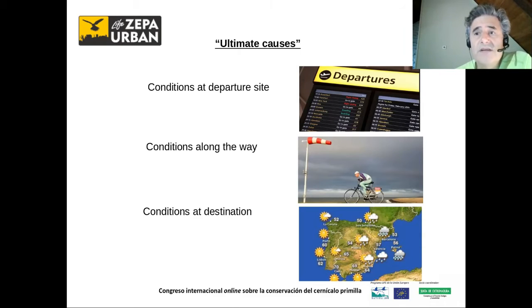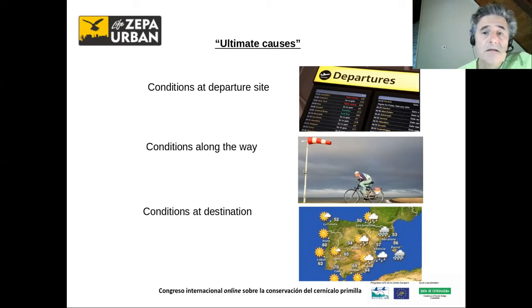Also, arrival could be just determined by the conditions found en route. So if the migration is difficult and the birds have to suffer unfavorable weather or perhaps have to cross difficult barriers, then arrival could just be determined by what they are facing during their migration trip.